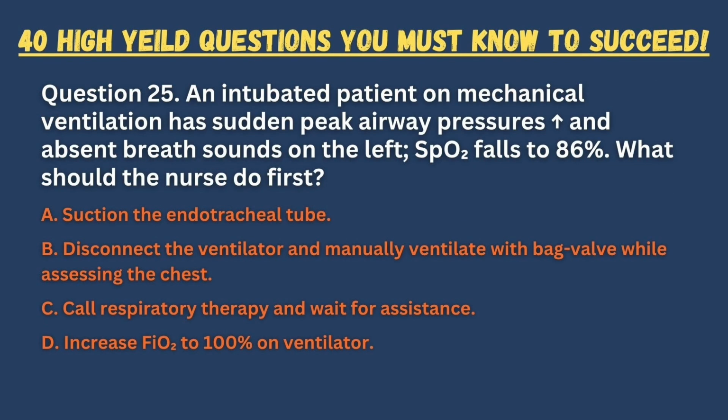Question 25. An intubated patient on mechanical ventilation has sudden peak airway pressures and absent breath sounds on the left. SpO2 falls to 86%. What should the nurse do first? A. Suction the endotracheal tube. B. Disconnect the ventilator and manually ventilate with bag valve while assessing the chest. C. Call respiratory therapy and wait for assistance. D. Increase FiO2 to 100% on ventilator.